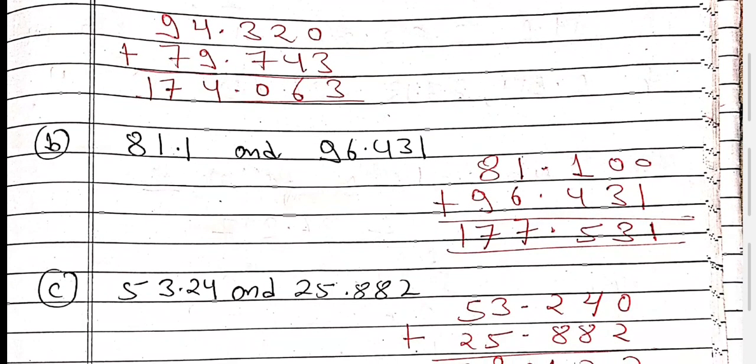174.063. Now come to this: 18.1 and 18.431. They have 3 decimal places, they have 1 decimal place, so increase 2 zeros to make 3 decimal places. Increase here.